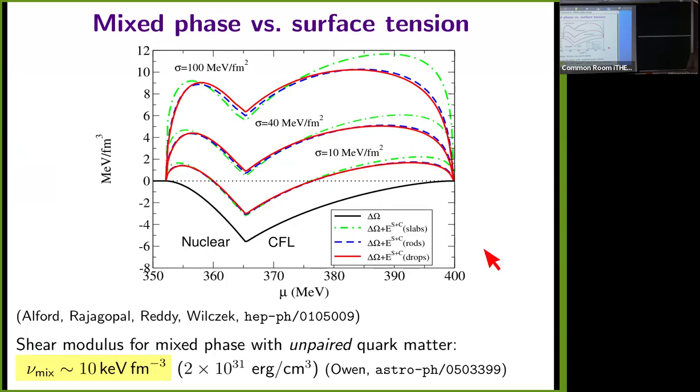What is the realistic value of sigma? That's a very good question. We don't know, right? What's the surface tension of the interface between nuclear matter and quark matter? That's really a microphysics Fermi scale thing that I don't know. You can estimate it dimensionally, but yeah, I just think we don't know.